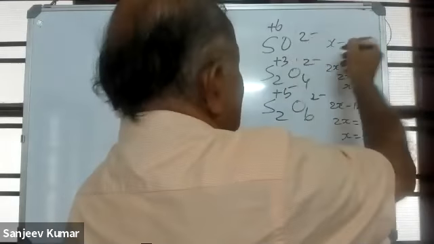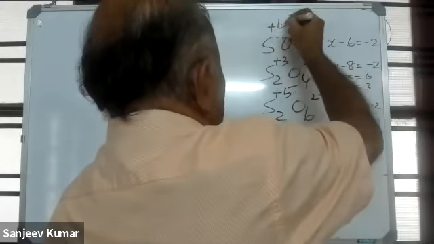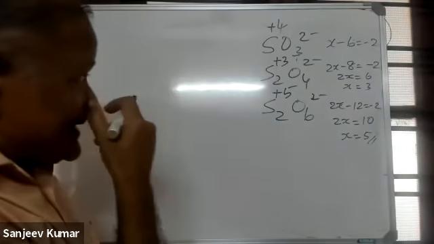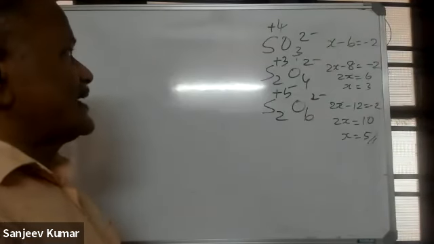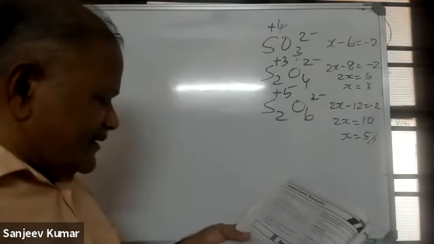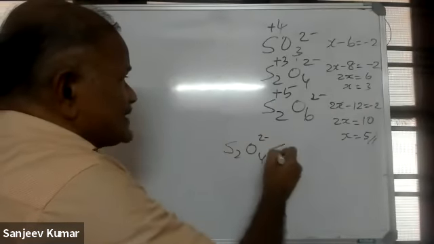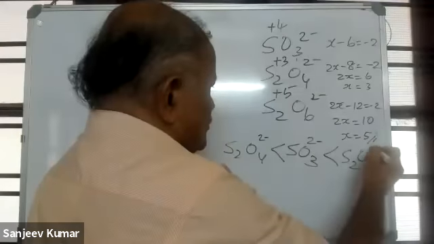In SO3 2 minus, sulfite ion, sulfur is in the plus 4 oxidation state. And therefore it is plus 4, plus 3, plus 5. That means the increasing order is S2O4 2 minus is less than SO3 2 minus is less than S2O6 2 minus.